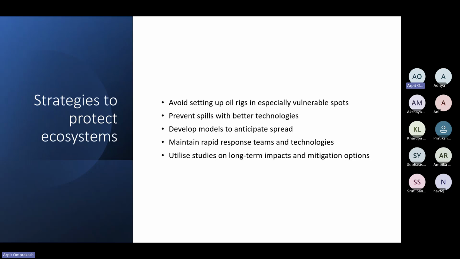Utilize studies on long-term impacts and mitigation options. So studies on long-term impacts and mitigation options should be carried out, and more and more options should be developed.